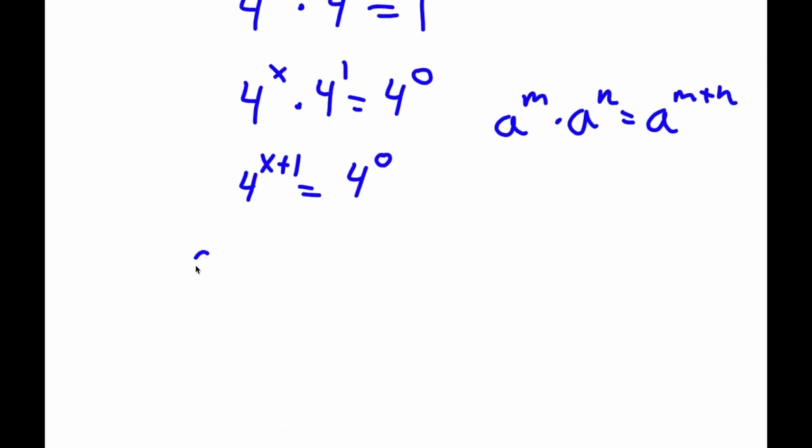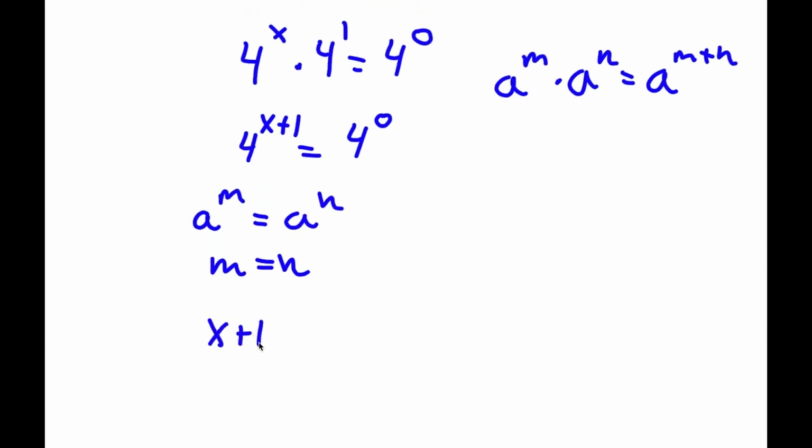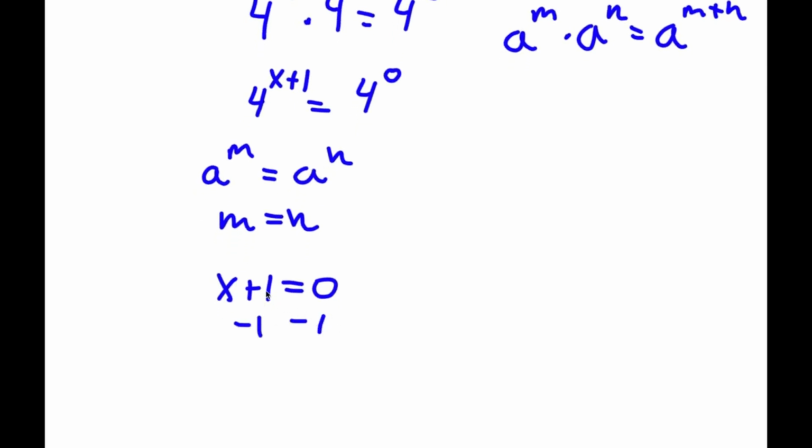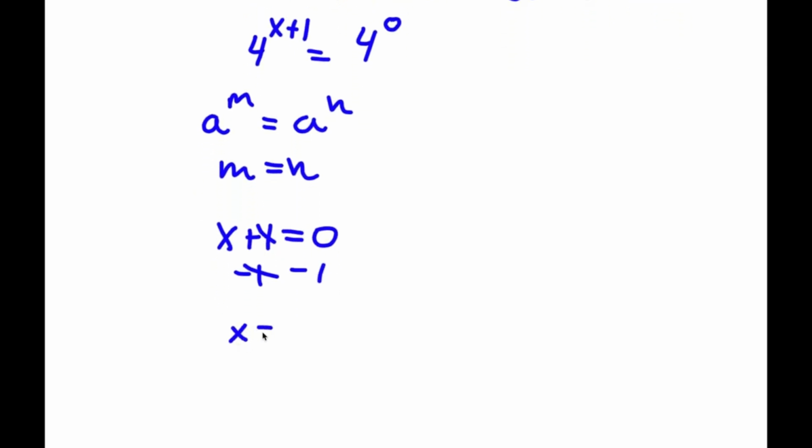Now if I have something in the form a to the power of m is equal to a to the power of n, then this means that m is equal to n. So this means that x plus 1 is equal to 0. So now to solve this, simply subtract 1 on both sides, and now I have x is equal to negative 1. So this is my answer.